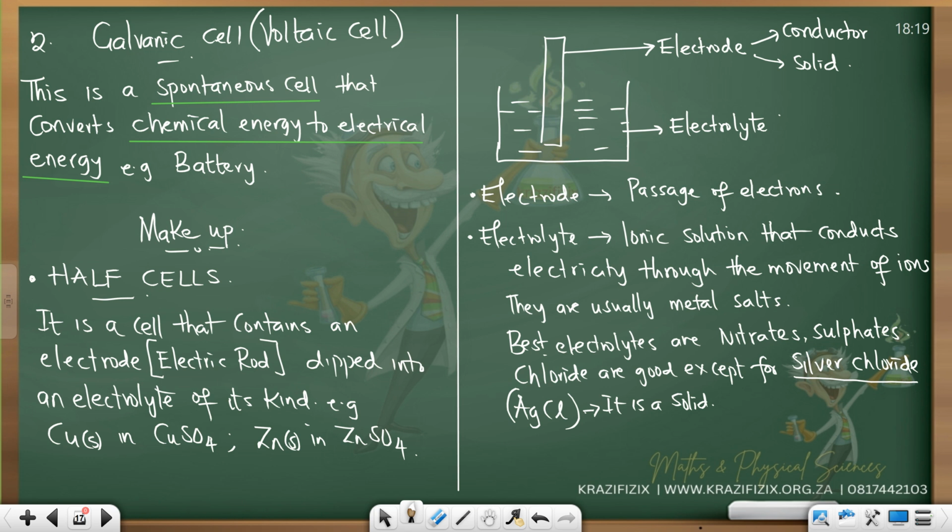All right, so that is my half cell. And in a galvanic cell, we are going to have what? 2 half cells, 1 reduction and 1 oxidation. They would not be in the same container.